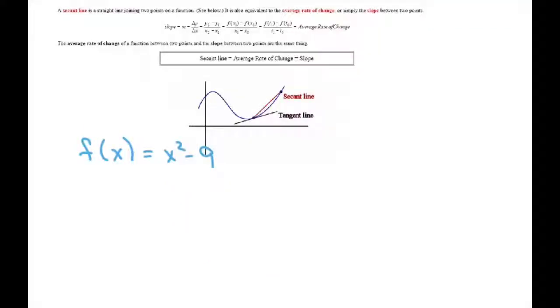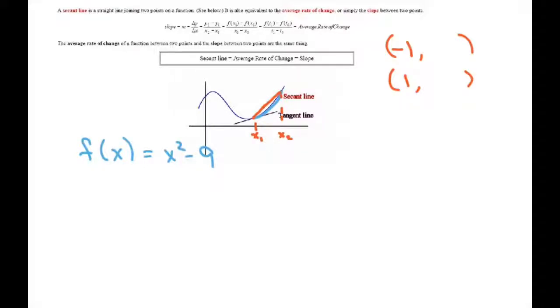So basically, the secant line is the average rate of change, or your slope, the average rate of change of this curve. So you just connect the two dots from two x's here. This would be x1, x2. And our x1 and x2 are -1 and 1. So we're going to have to find our y values.